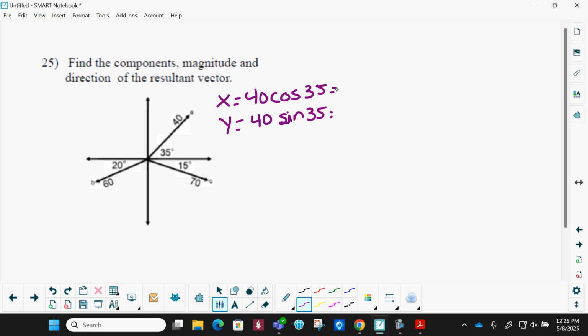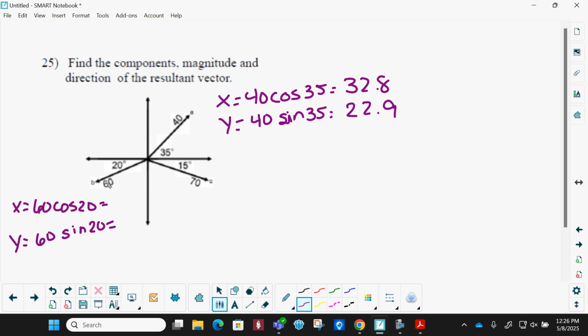So 40 cosine 35 is 32.8. 40 sine 35 is 22.9. Quadrant 1, beautiful. Don't have to worry about any sign. Now over here, x equals 60 cosine 20, and y equals 60 sine 20. Okay.